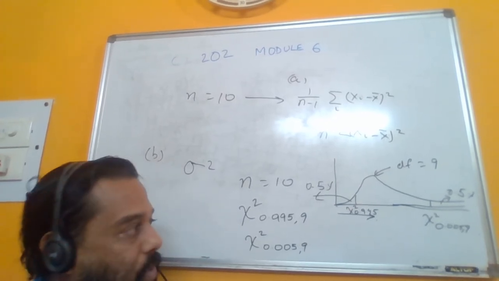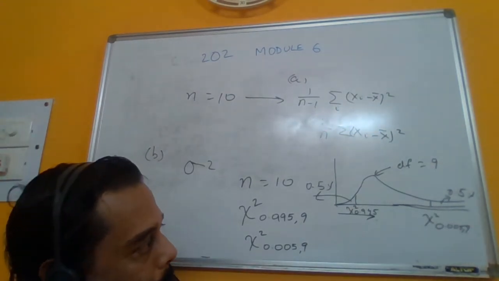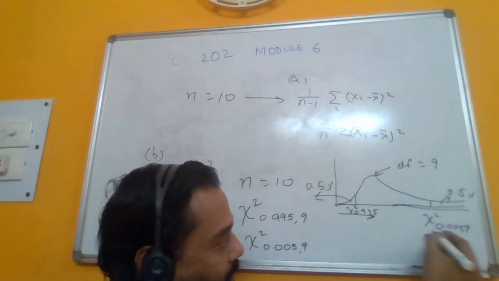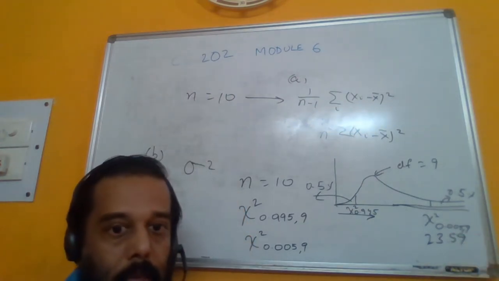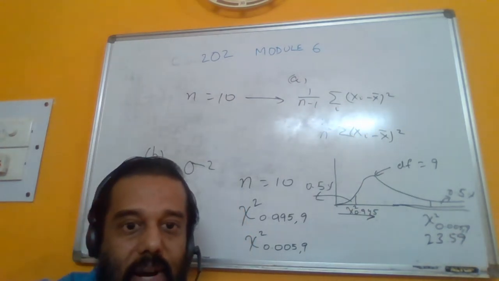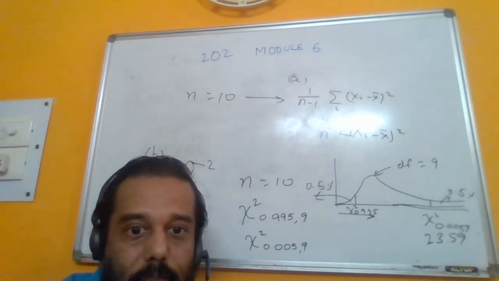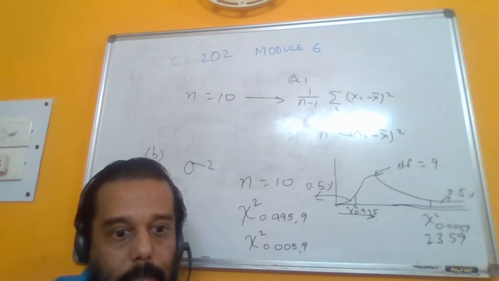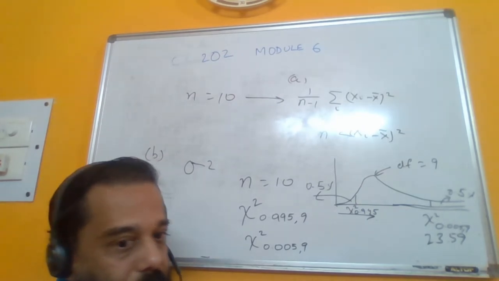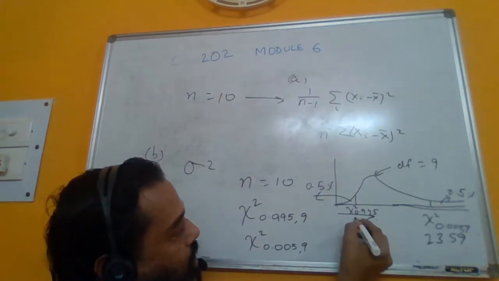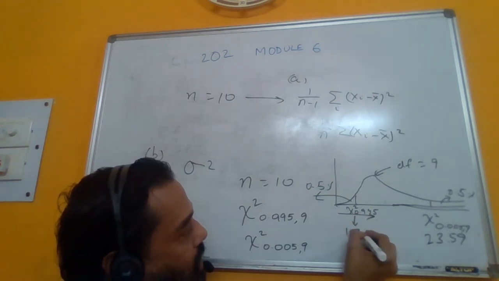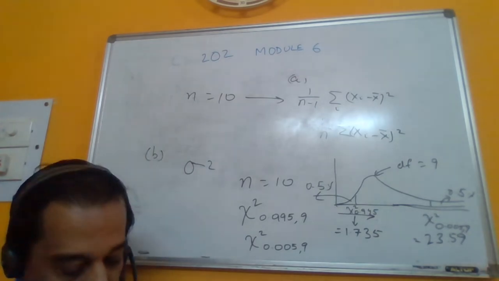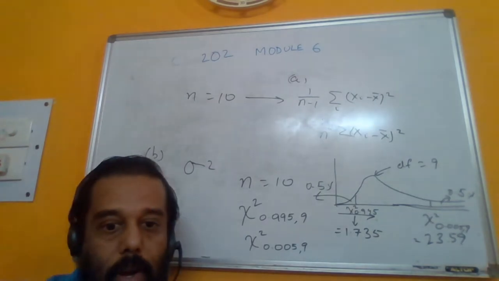Let me write this on the board, that this was 23.59. And let me find out the other quantile point. And that was 1.735. So this one is 1.735.